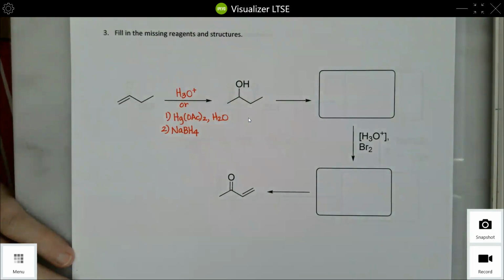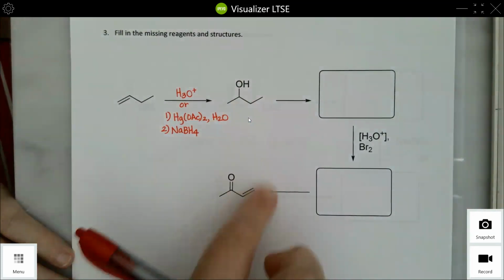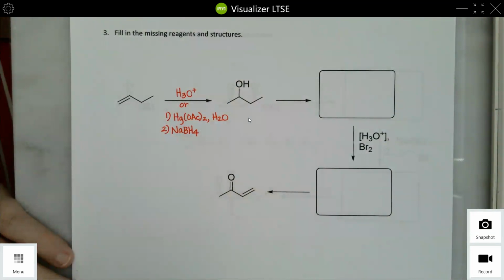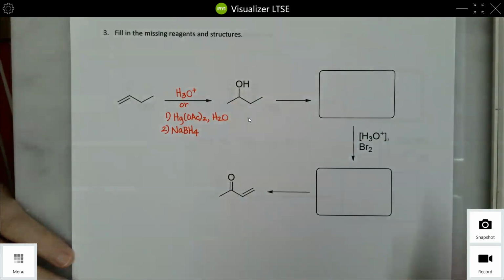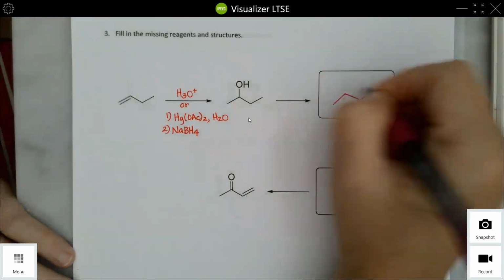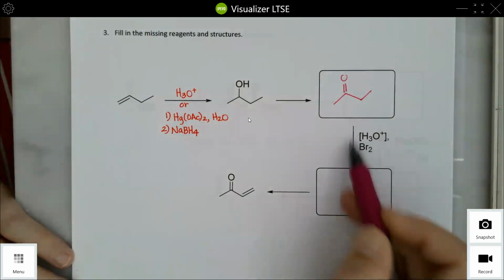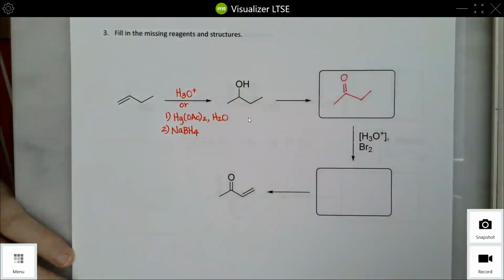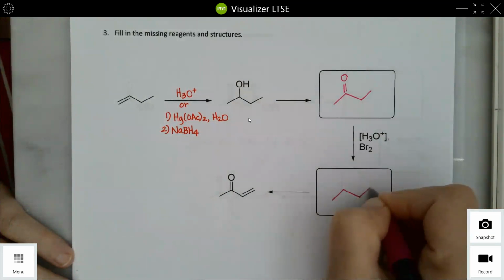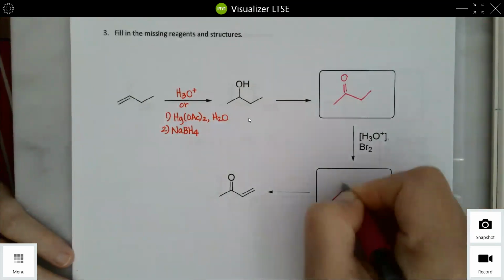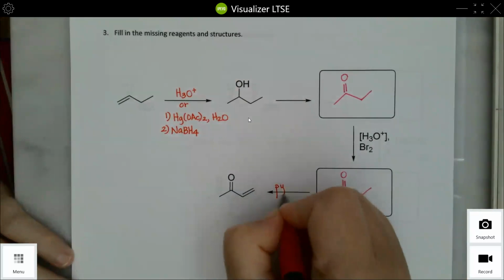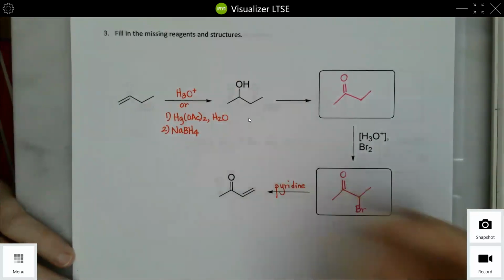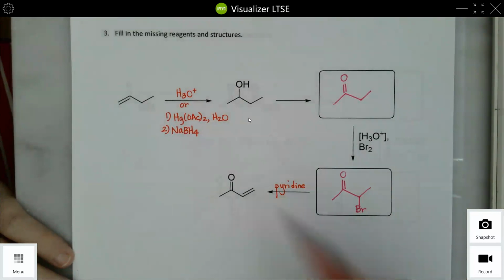From here, it looks like we have three steps to get to this alpha beta unsaturated ketone, right? So if we target potentially making the ketone, then these conditions will brominate the alpha position, and the bromine will go on the more substituted carbon, right? And then from this, we can use a base like pyridine to eliminate that and form the alkene.